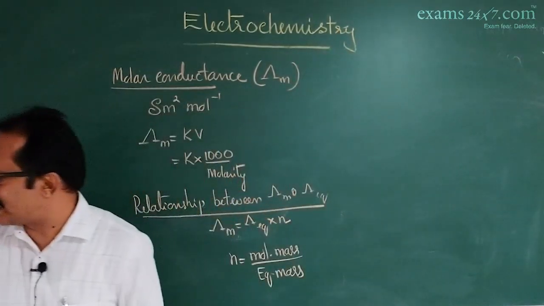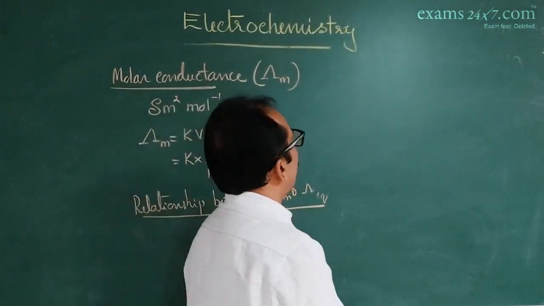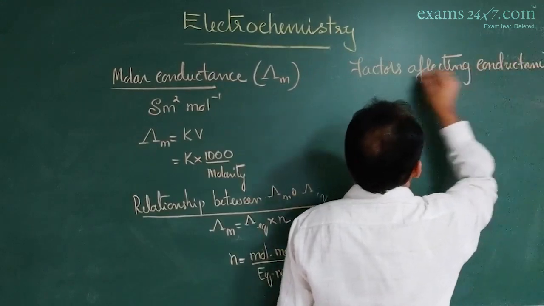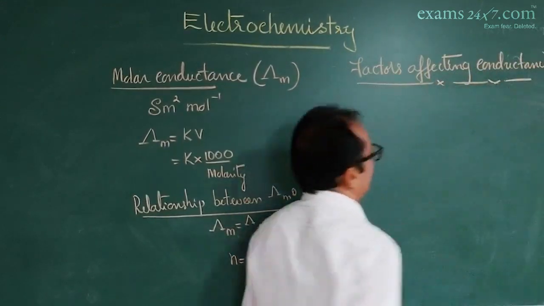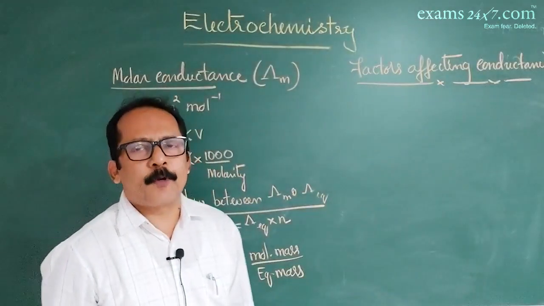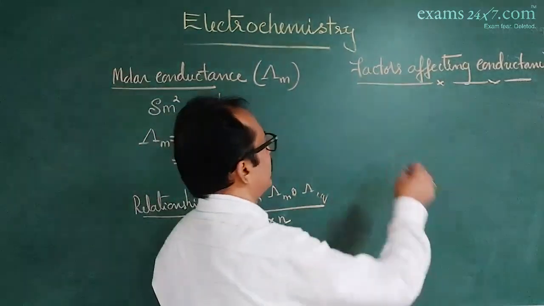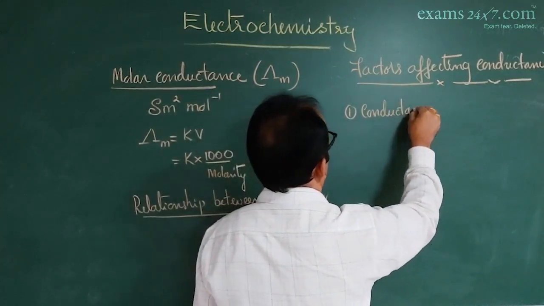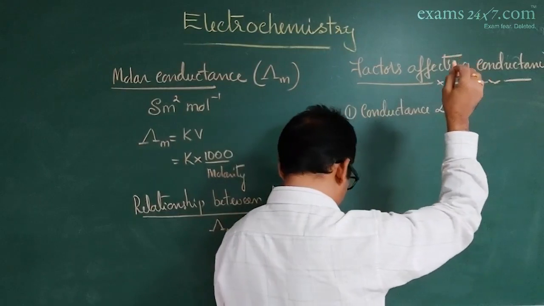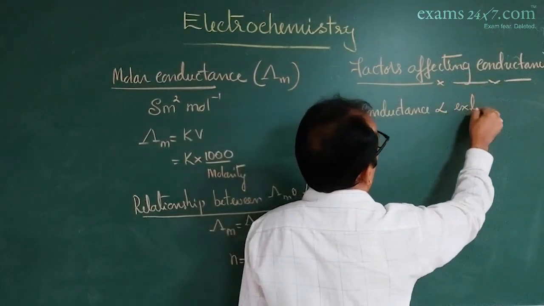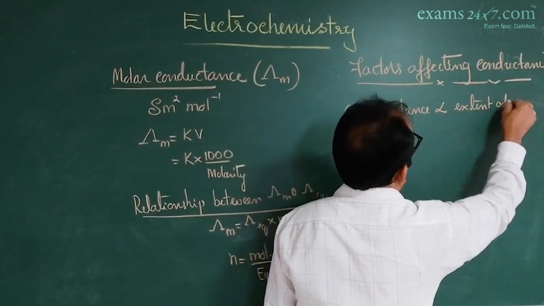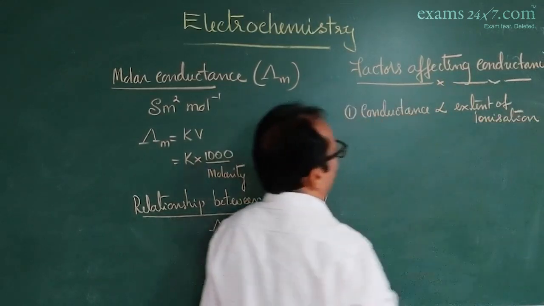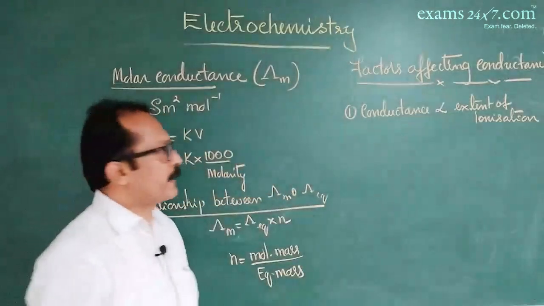Now, the factors affecting conductance. What are the different factors affecting the conductance? There are several factors. First, the extent of ionization. The conductance is directly proportional to the extent of ionization. So, the greater the ionization, the greater the conductance.